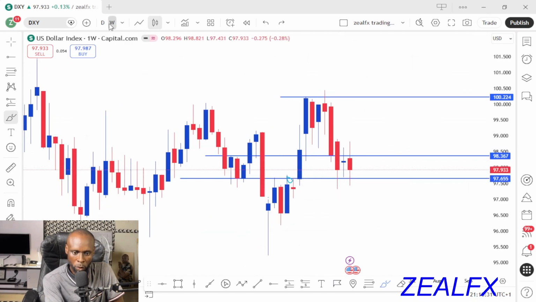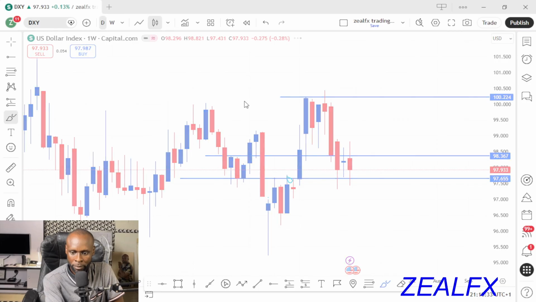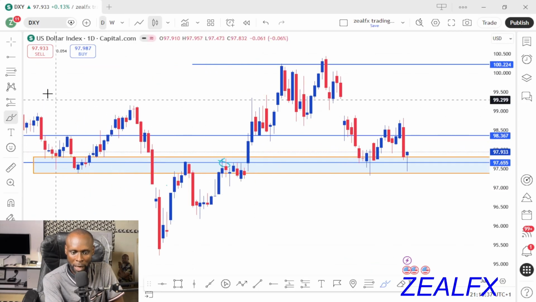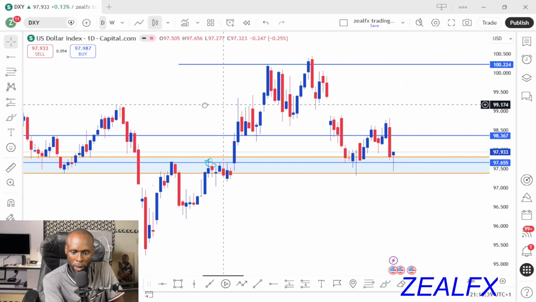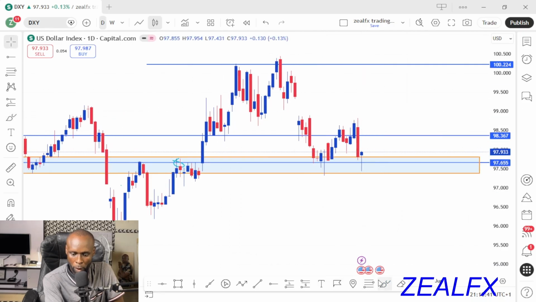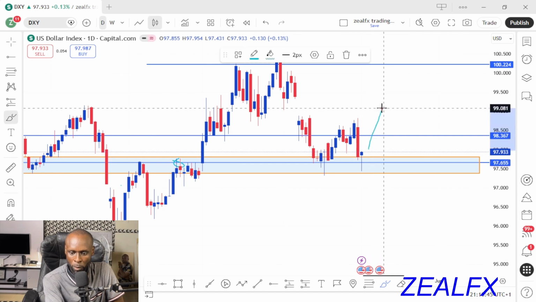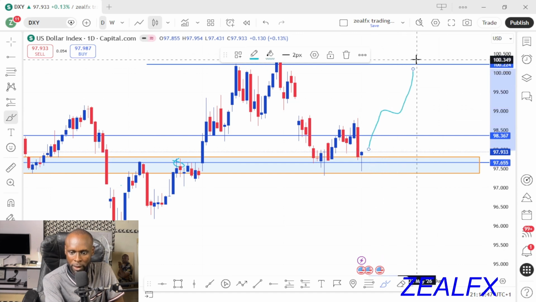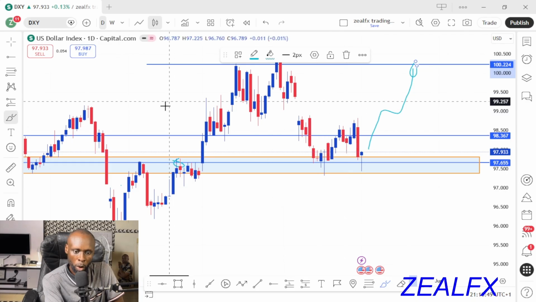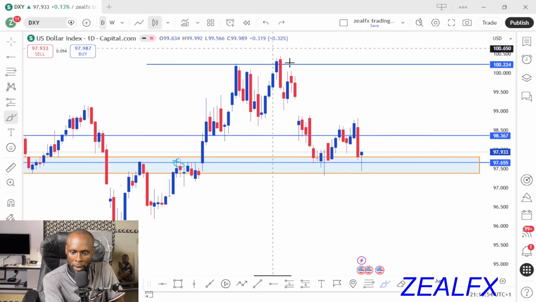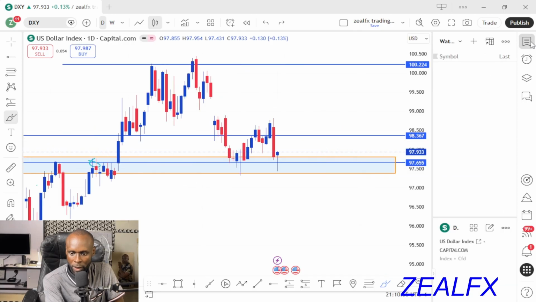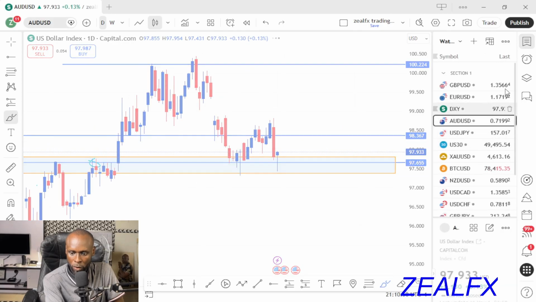So let's go back to our daily time frame. On our daily time frame now, our job this week, so long as the weekly time frame is indicating a buying opportunity and the daily chart is also indicating a buying opportunity, we are to buy the dollar index to this next resistance level on the daily chart. So let's look at our next pair, which is the Australia USD.